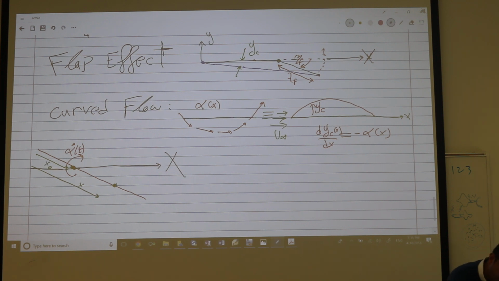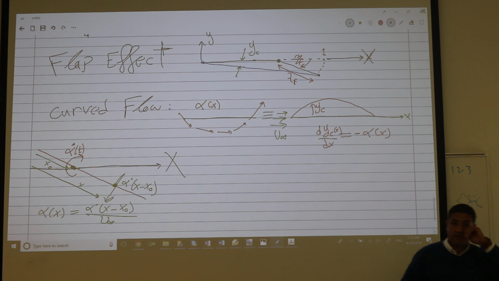can you tell me what's the normal velocity here? What's the normal velocity here due to this alpha dot? It's like this, right? Alpha dot times what? Alpha dot is your omega, so this is like omega r, tangential velocity. So alpha dot times what? X minus x naught. This is very easy. And if you divide the normal speed by U infinity, then you get your alpha. Right? So this is your alpha of x.